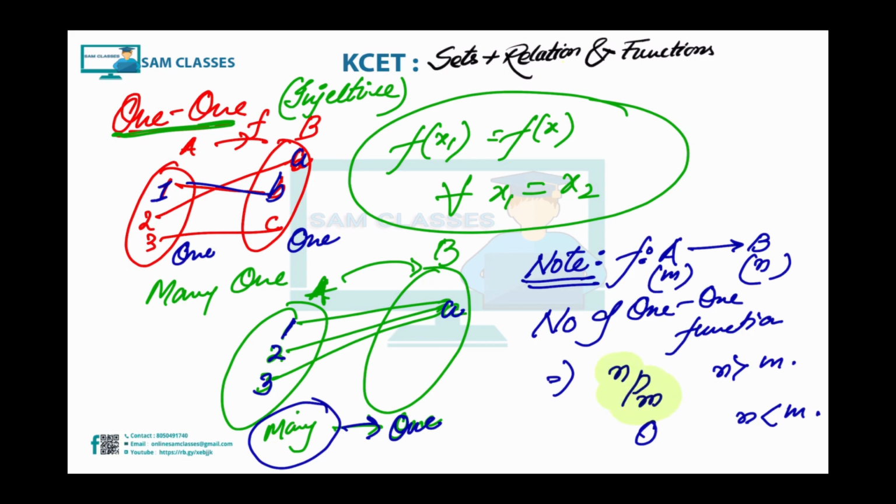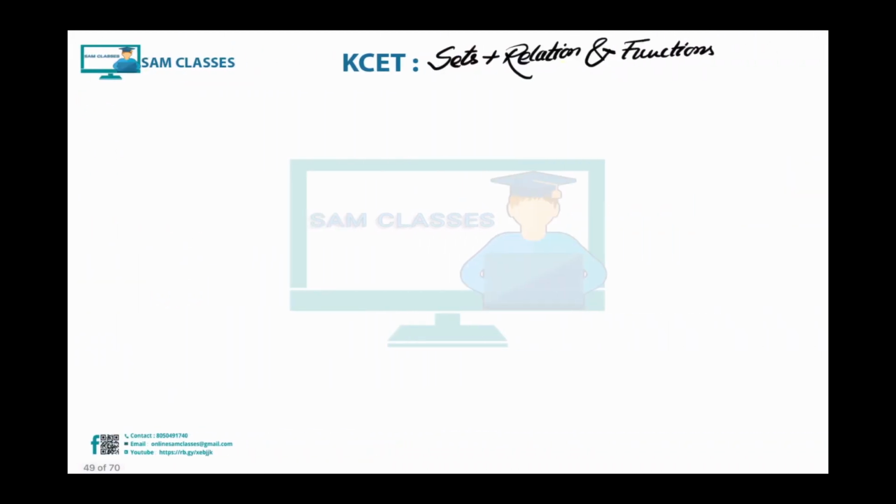Okay, so this is the formula I'm giving you, students. We'll see how we apply it in the KCET questions. But these are the most important parts. This kind of question you can expect each time: the number of one-one functions, the number of onto functions, or many-one functions. So that we also will see. One we got. Now coming to onto.